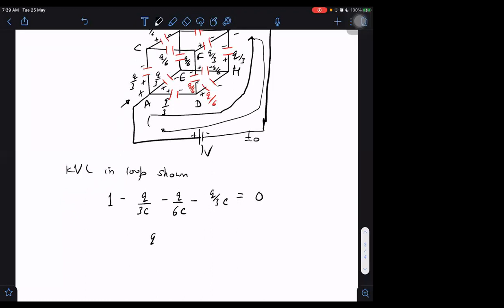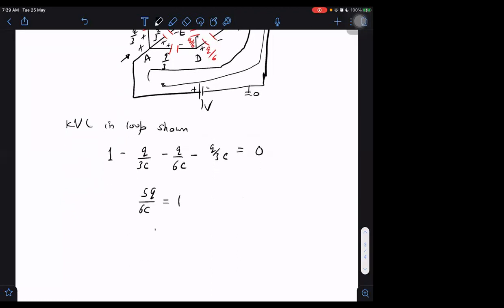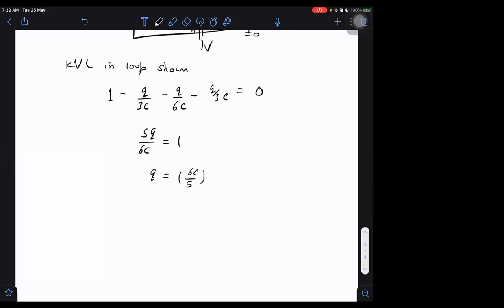Q by 3 will be 2q by 3, then 5q by 6. So 5q by 6c is equal to 1, and we are getting total q equal to 6c by 5. Once we know the total q, can we get the value of v from there? Yes, we can get it easily. What's the value of net v?